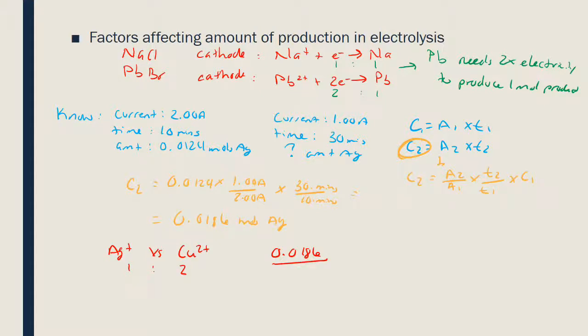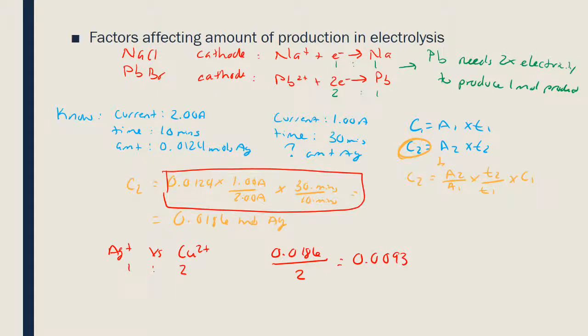Because that is how much, if we're looking at moles and we're just changing our current and our time, we get a certain number of moles of silver, but that's per electron. So then if we divide that by 2, because we have to take 2 electrons through, we get 0.0093 moles of copper. And we can see that it is half as much. Therefore, we would need to double everything else to try to make as much through.